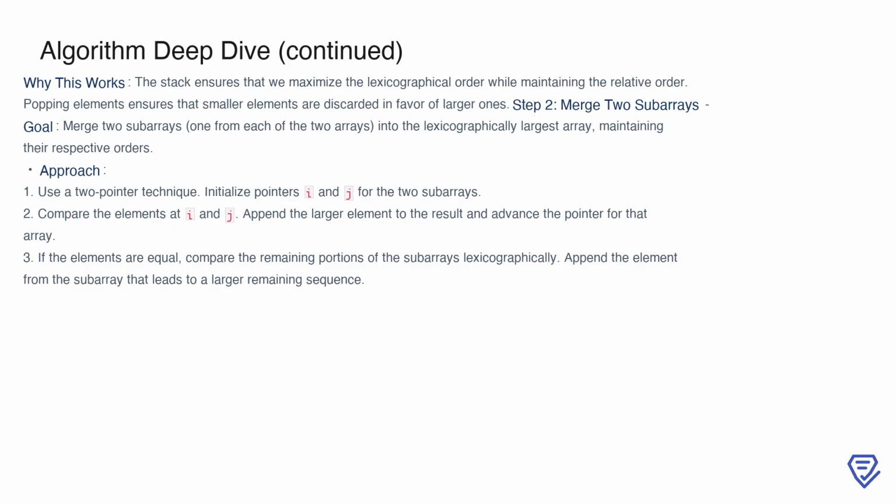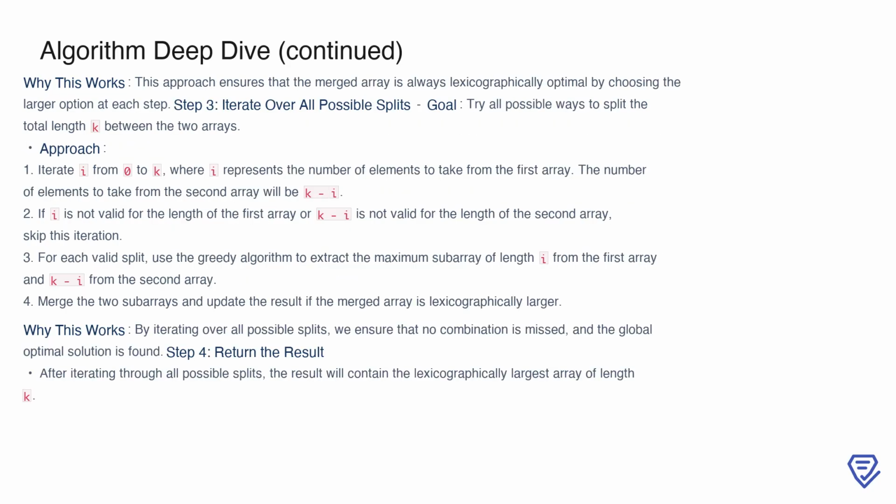For this, we use a two-pointer technique. Starting with pointers at the beginning of each subarray, we compare the elements they point to. The larger element is appended to the result, and the corresponding pointer is advanced. If the elements are equal, we lexicographically compare the remaining portions of the subarrays to decide which one contributes the next element. This approach ensures that every decision made during the merge leads to the best possible outcome for the final array. By merging subarrays in this way, we ensure the resulting array is always optimal at each step.